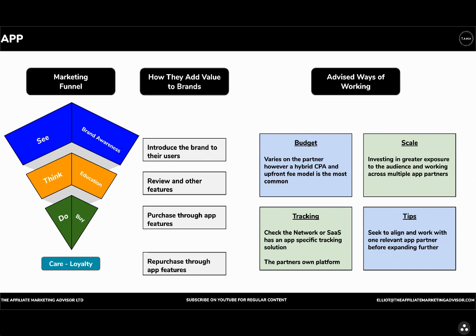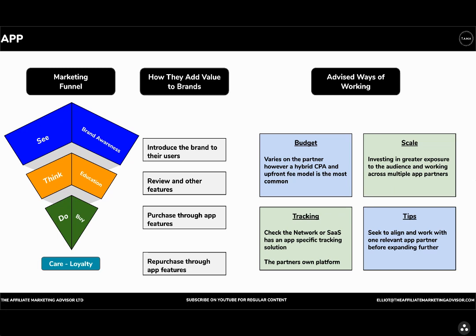So on to apps. How do apps add value? Again, you can introduce the brand to their users, review, and other features that they can do within the app. Encourage users to purchase, drive traffic to the website to complete a purchase. And if someone's frequently using the app and frequently seeing the brand, that can help with loyalty.